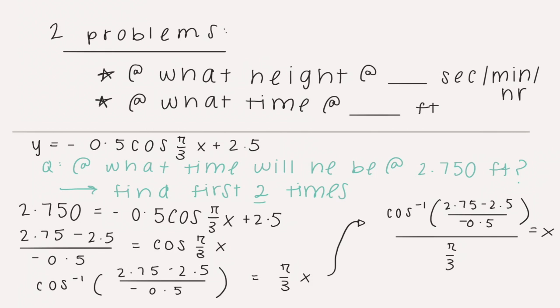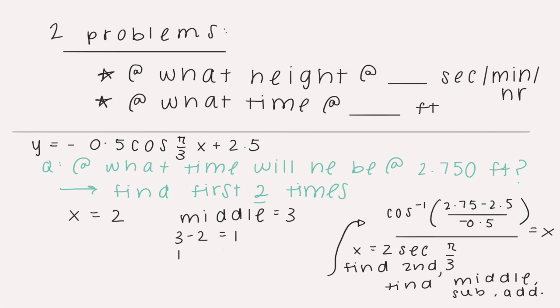And then at that point you would just divide that thing by pi over 3, and then you would get your x value. So since this question also asks for the first 2 times that this occurs, we have to find the other point. Now to do this, we know that 2 seconds is before the middle mark of 3. So all you have to do for this one is find the distance away from the middle to 2, which is 1, and then add that to the 3 to get the other side, which would be 4. So your answers would be 2 seconds and 4 seconds.